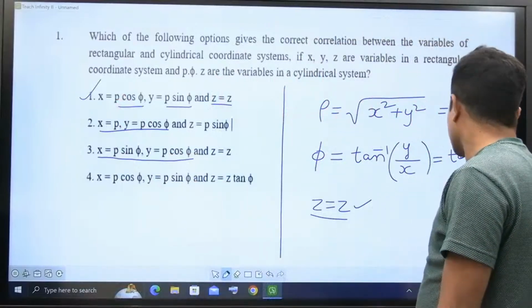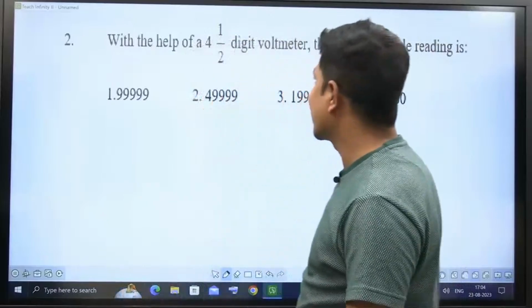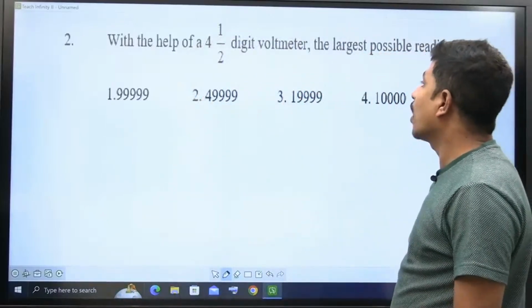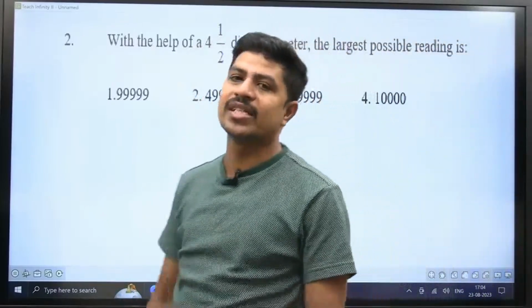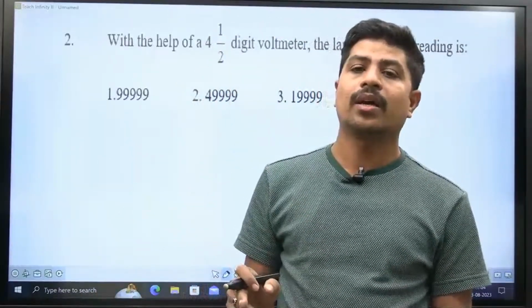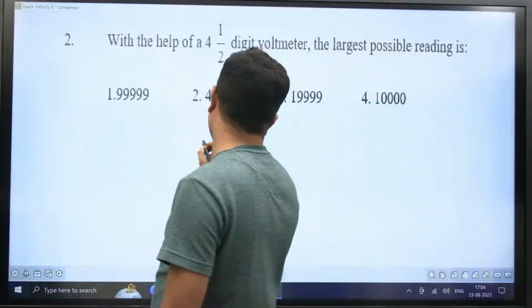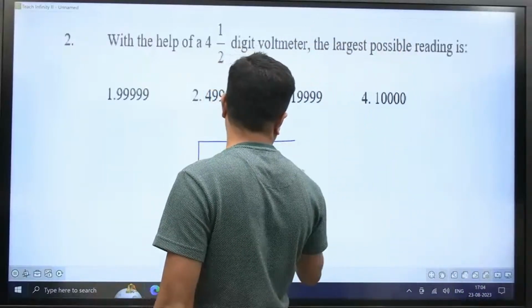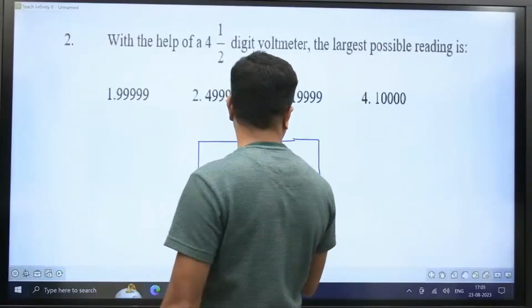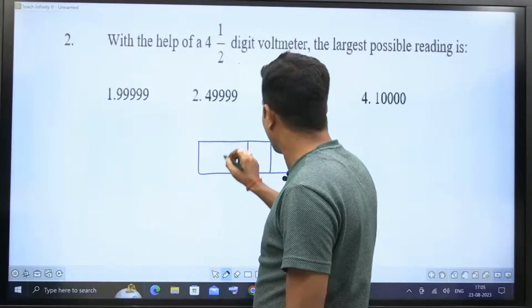Let's go to the second question. The second question is also a very easy, direct question. It says, with the help of a 4.5 digit, what does it mean by half digit? That half digit is able to indicate 0 or 1, but a full digit is able to indicate from 0 to 9. He's saying that he is having a digital voltmeter. This is first, second, third, fourth, fifth.